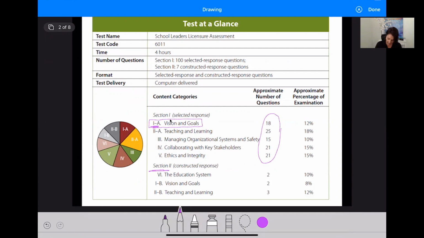And notice that for section 1A, we have 18 questions. Right? 18 questions that have to do with vision and goals. And that's roughly 12% of the exam.